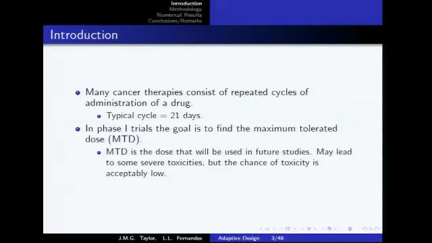So many cancer therapies are given cyclically. You get a whole regimen, which might be 6 cycles, let's say, and a cycle might last 21 days. And I'll show you some data in a second. Generally the goal, as you've heard many times, is to find the maximum tolerated dose, and that's the dose that will be used in future studies. Generally, you expect to see some toxicities in a study. You're going to see a few toxicities. You don't want to see too many. And you're willing in the future to recommend a dose which has some smallish probability of toxicity.